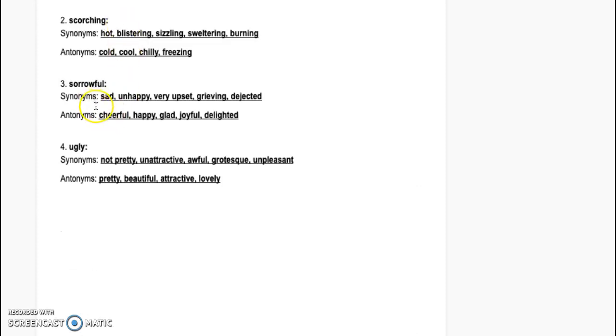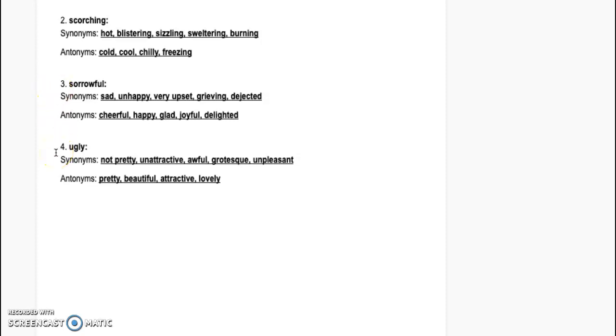Here we go. Sorrowful. Some synonyms you could have done are sad, unhappy, very upset, grieving, dejected. Some antonyms you could have done are cheerful, happy, glad, joyful, delighted. This one's an easy one. I bet you didn't even need the thesaurus for that.